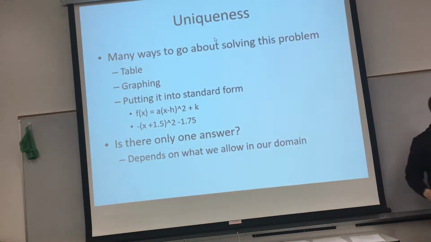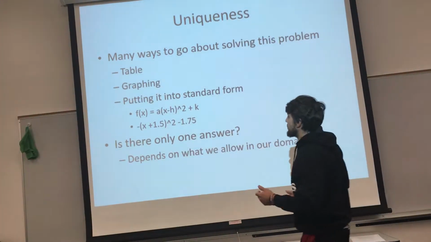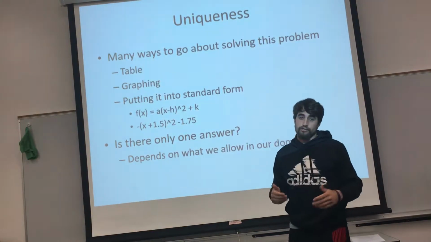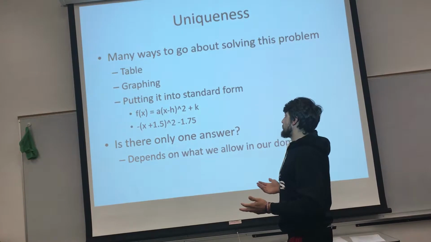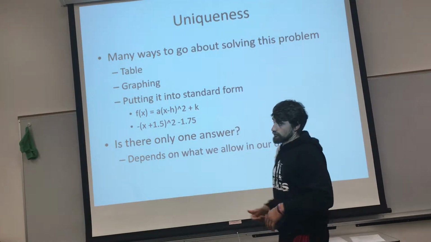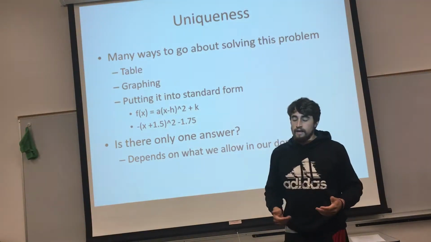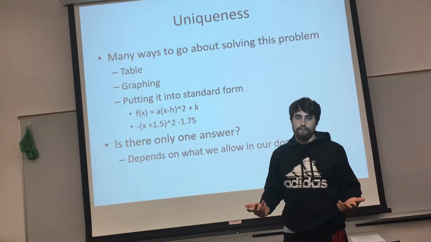Uniqueness. So there are a few ways of going about this problem. I honestly chose the slowest way to do that. I don't know why I did, but probably one of the quickest ways, other than using a table, is just graphing it on a scientific calculator. Of course, that's no fun because then it does it for you.